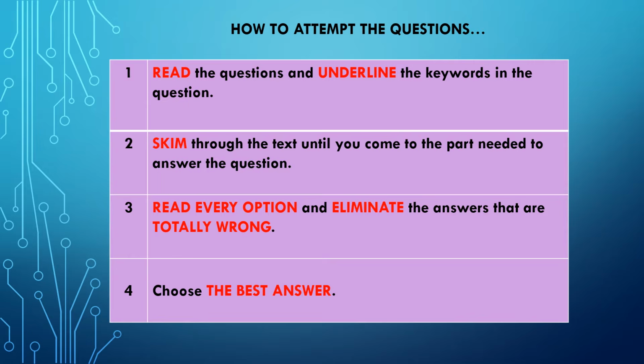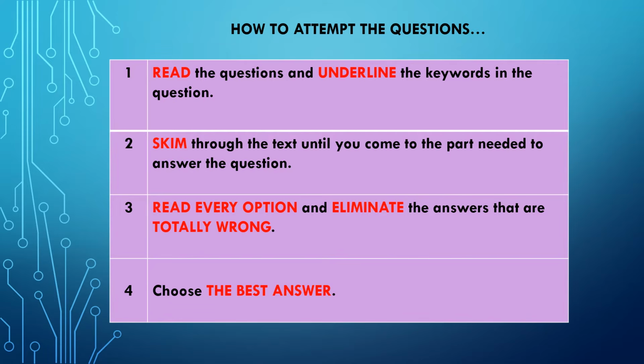Alright, generally, how to attempt the questions. Number 1, read the questions and underline the keywords in the question. I am sure that when you read the questions, you can identify what are the words that you need to underline that can help you to find the answers in the passage later. Alright? Okay, number 2, skim through the text until you come to the part needed to answer the question.